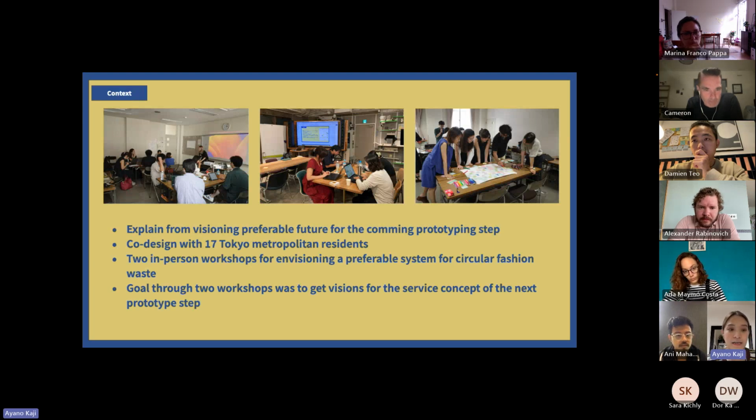I'd like to explain from visioning a preferable future for the coming prototyping step. I co-designed with 17 Tokyo metropolitan residents, and I did 2 in-person workshops for envisioning a preferable system for circular fashion waste. The goal of these 2 workshops was to get a vision for the service concept of the next prototype step.